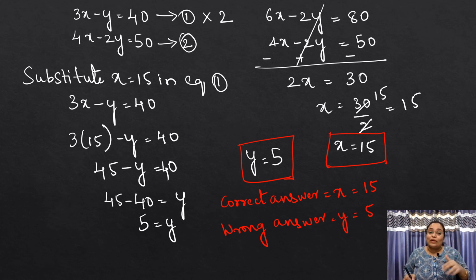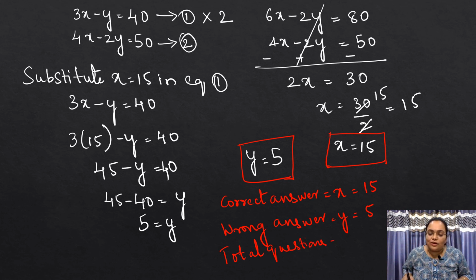So what is the total number of questions they have given? Total questions is 15 plus 5, which is 20. Okay, clear?